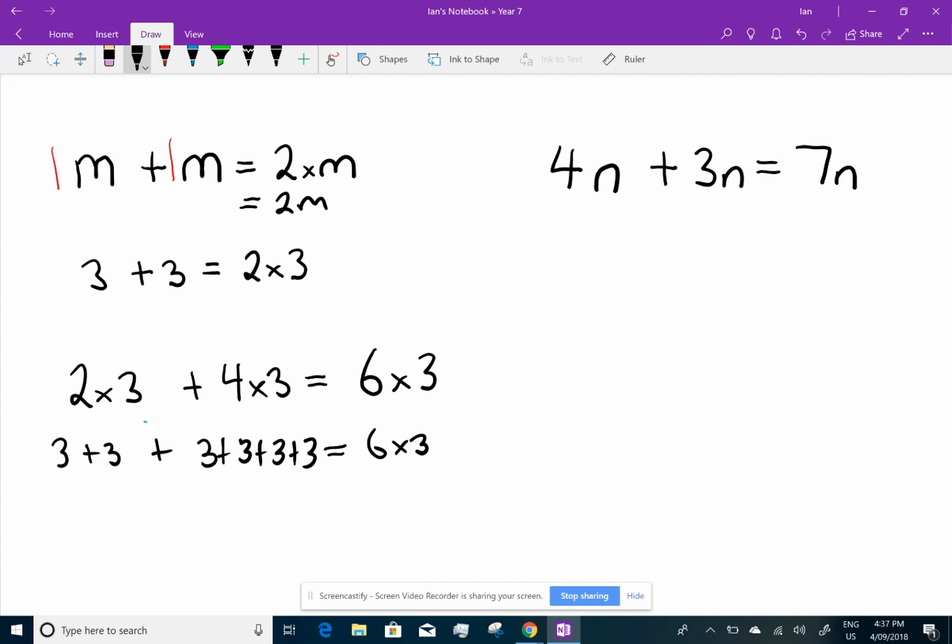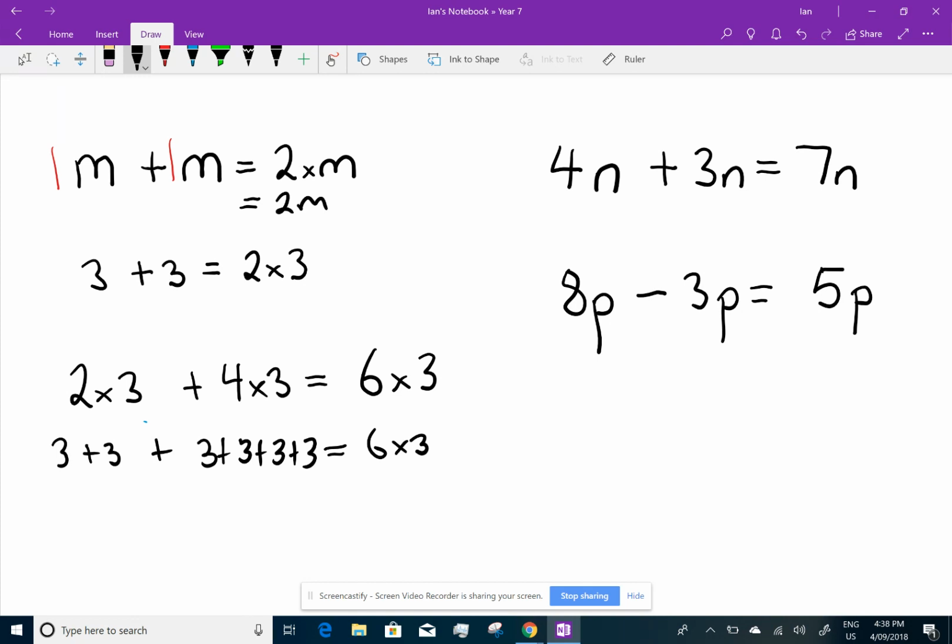Now, the same way that we do addition with numbers, we can also do subtraction with numbers. So if we had, let's use another pronumeral, 8p, and I took away 3 p's. Well, I've got 8 of them, I take away 3, that'll leave me with 5 p's. And this is called collecting like terms, finding the things that are the same.